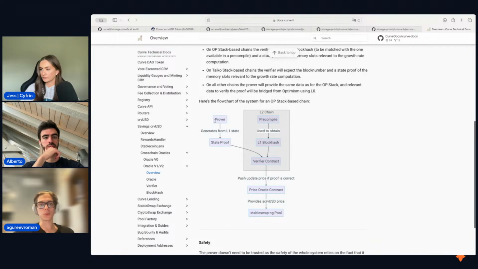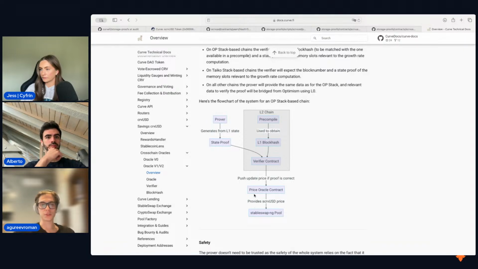It's a keeper bot that we run on our side, or anyone can run it. It takes the state proof. It checks if the price is too far from the one we need. It provides the block header, the proofs of every storage variable, put in the verifier contract. The block hash is verified against this precompile on Optimism, or this can be changed to any other.